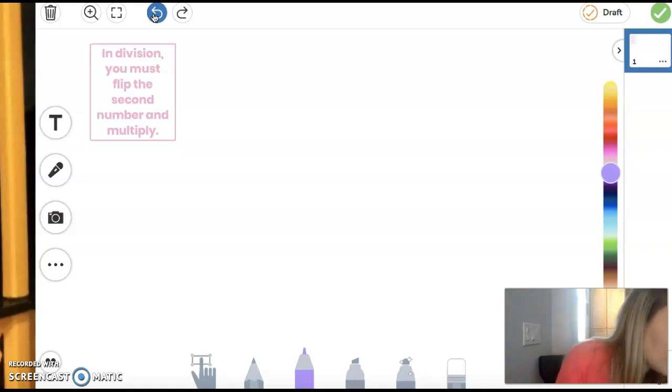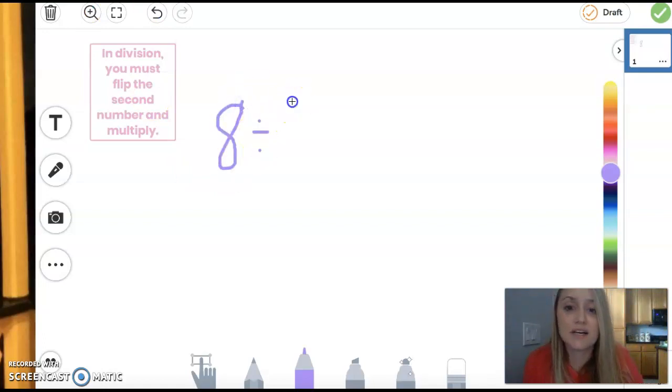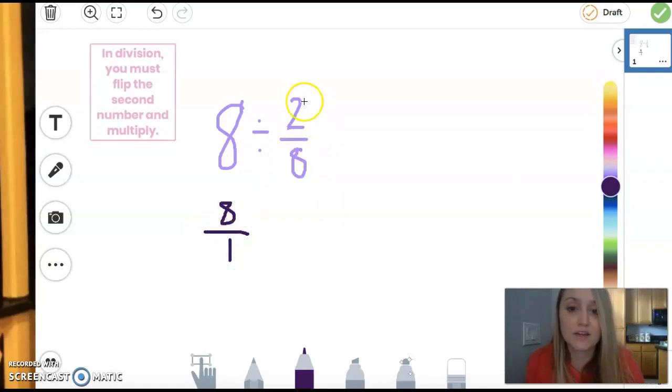So let's see. We're going to do 8 divided by 2/8. Okay, so again, we have 8 over 1. You must flip the second number and multiply. Okay, so flip the second number and multiply.